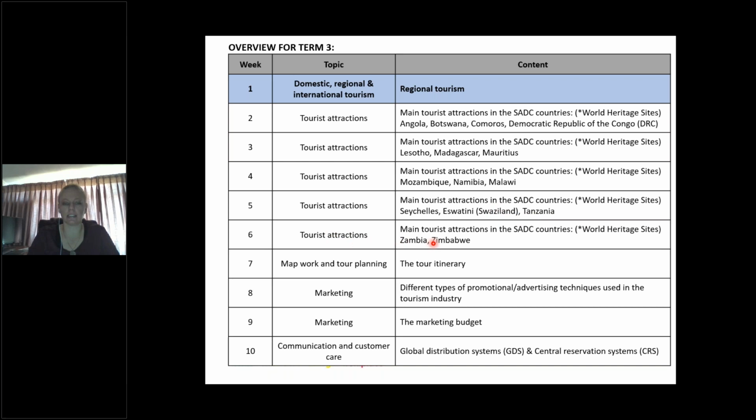Week 7, we're going to look at the tour itinerary. Week 8, with regards to marketing, we're going to look at the different types of promotional or advertising techniques used in the tourism industry. Week 9, we're going to look at the marketing budget. And then week 10, we're going to look at the global distribution system and the central reservation system and the difference between the two.